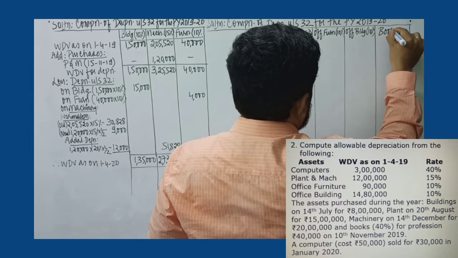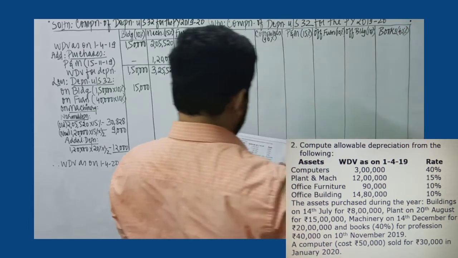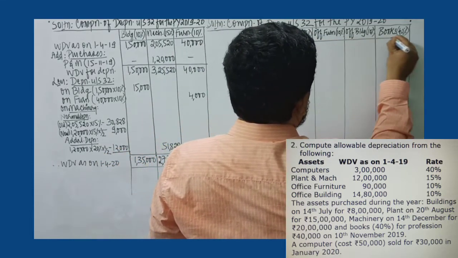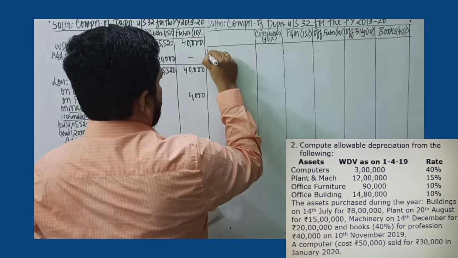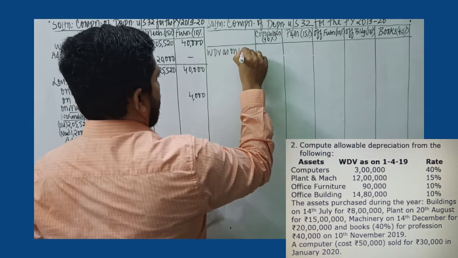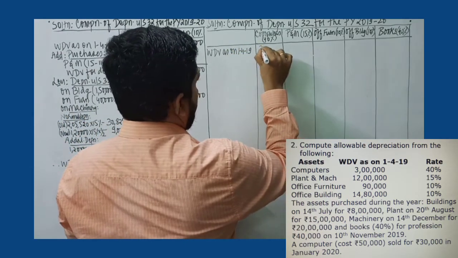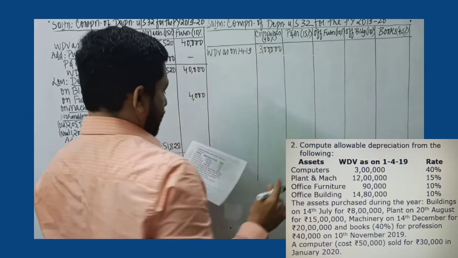Books. The rate of depreciation on books is 40%. 40% is given. Okay, we will begin now with the written down value of each of the assets. So I record WDV as on 1st April 19. Computers is 3 lakh rupees. So I record 3 lakh in this block column.